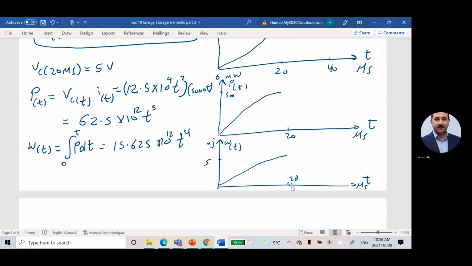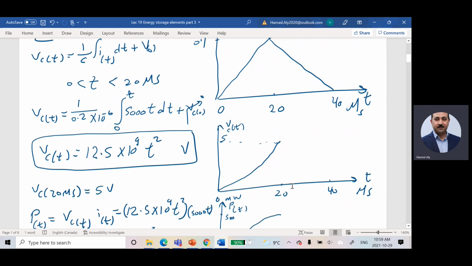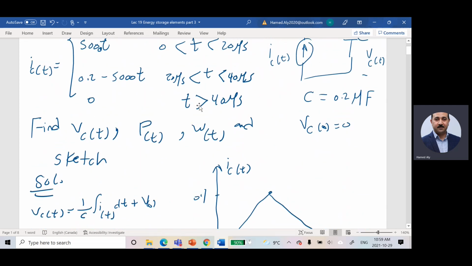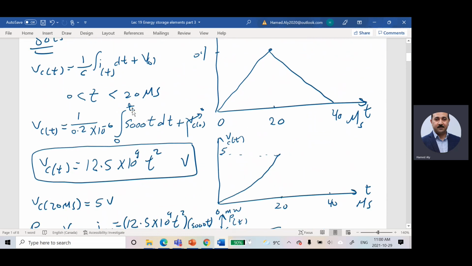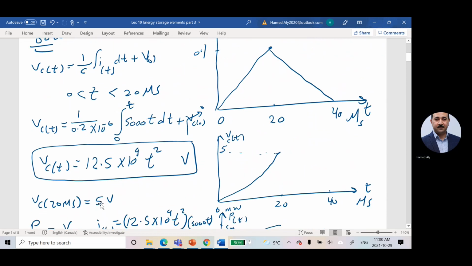Now, what is the next step? The next step is you will try to use the next period, which is this one. But for this period, what is VC of 0? What is VC of 0 for this guy? Yes, VC of 0 is equal to 5, because 0 time here is 20. It is not t equal to 0. So it is Vc of t for the starting time, which is 20.